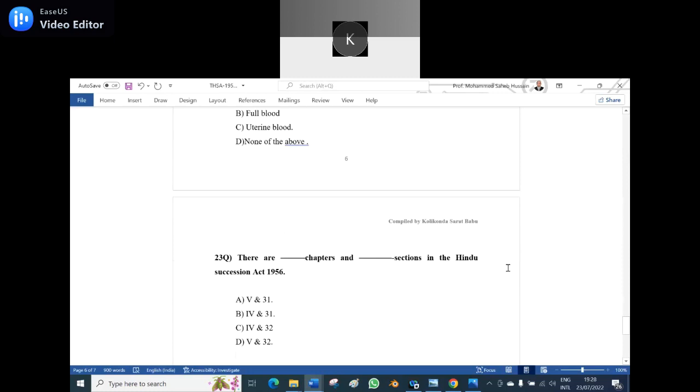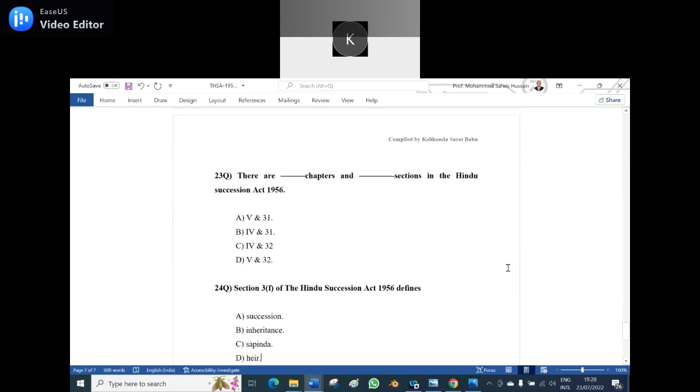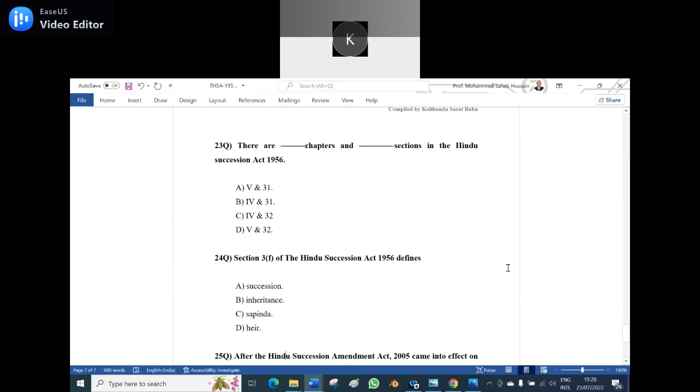Now 23rd question. There are dash chapters and dash sections in the Hindu Succession Act 1956. A, 5 and 31, B, 4 and 31, C, 4 and 32, D, 5 and 32. 4 and 31. Of course, the fourth one is repealed, but anyhow, when they ask how many chapters, we have to say 4, and sections are 31.